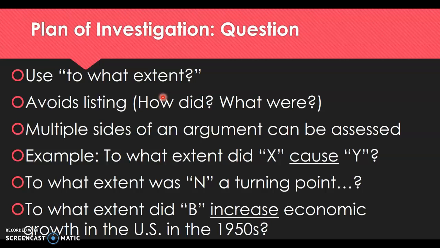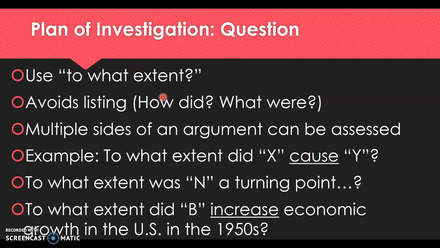This avoids listing every possible reason that the Stamp Act could have had something to do with the Revolutionary War, which could be just a giant bulleted list, and that's not an argument. We want to look at multiple sides of the argument. We might have a question that has multiple answers. Here are some sample questions that you can start looking at. To what extent did X cause Y, where X and Y are something very narrow? To what extent was N a turning point, maybe in a particular event? To what extent did B, whatever B is, increase economic growth in the United States in the 1950s?